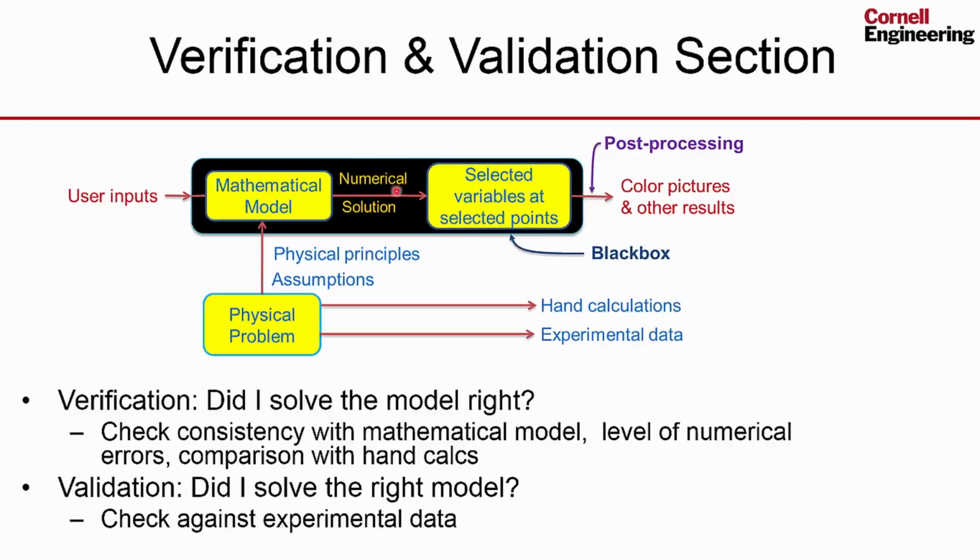And we'll check the level of numerical errors. So that's the second verification check. And we know that the big errors are the discretization errors and the linearization errors.